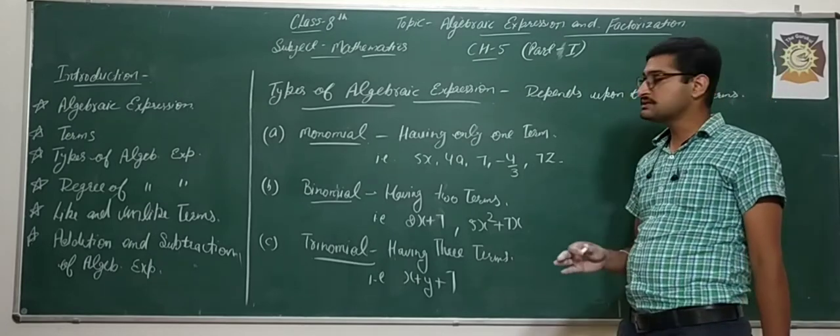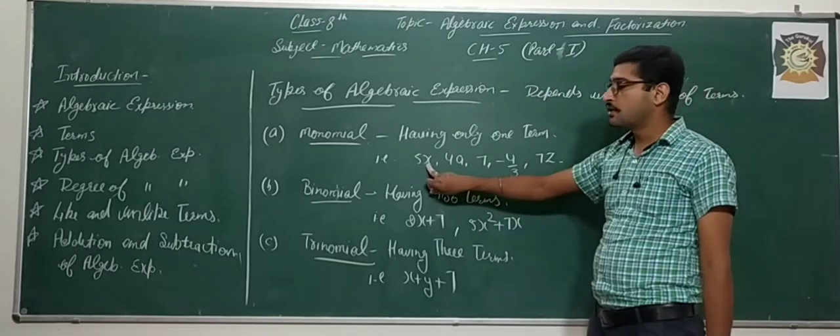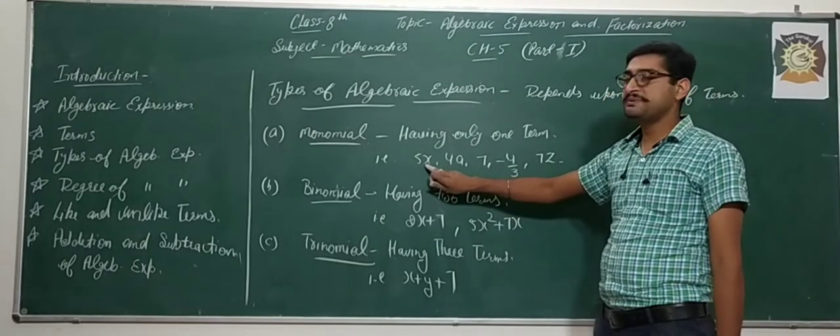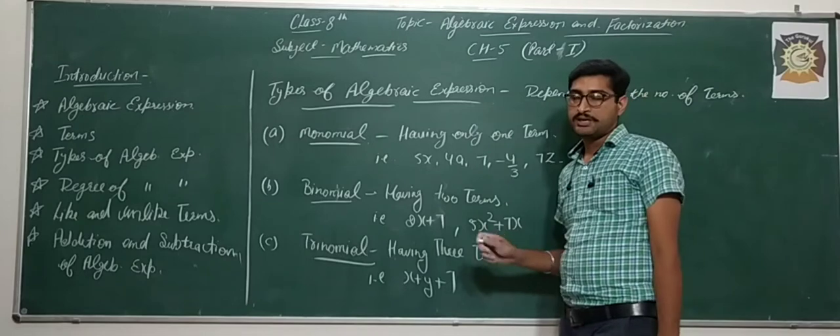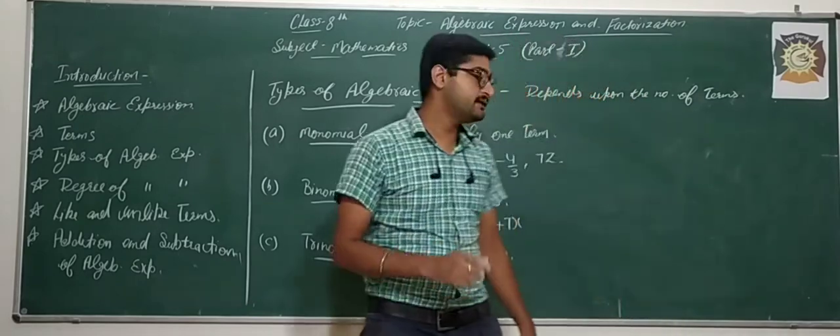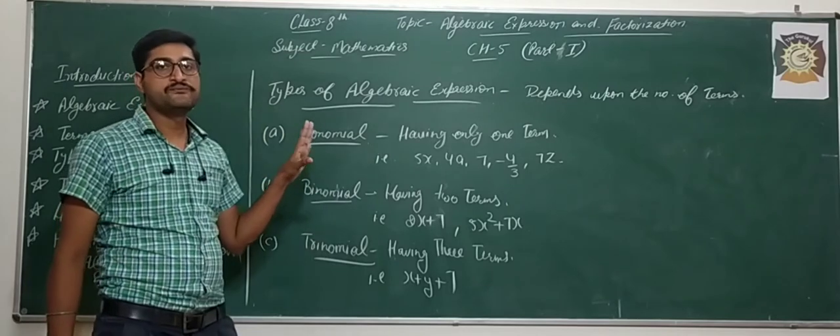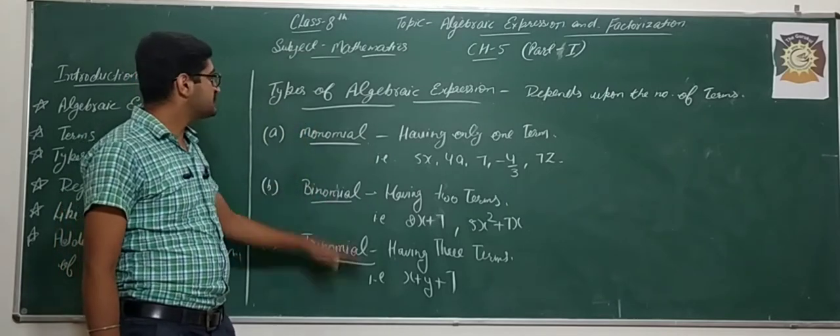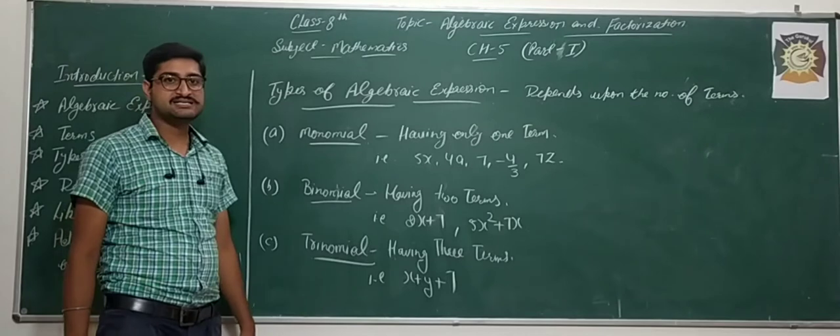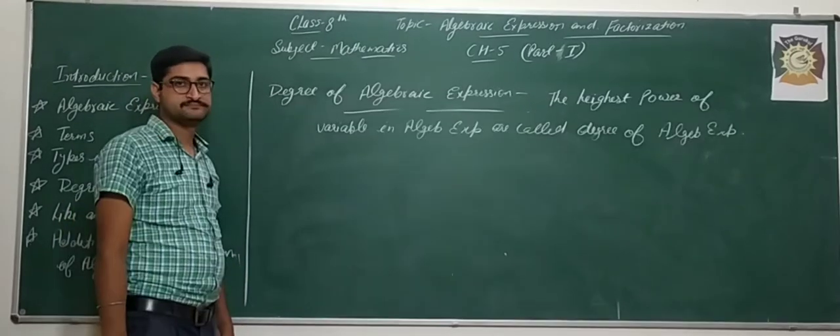But remember one thing, that the power of the variable should be a whole number. Power of the variable should be a whole number. It cannot be negative or cannot be in the form of fraction. So this is about the types of algebraic expression.